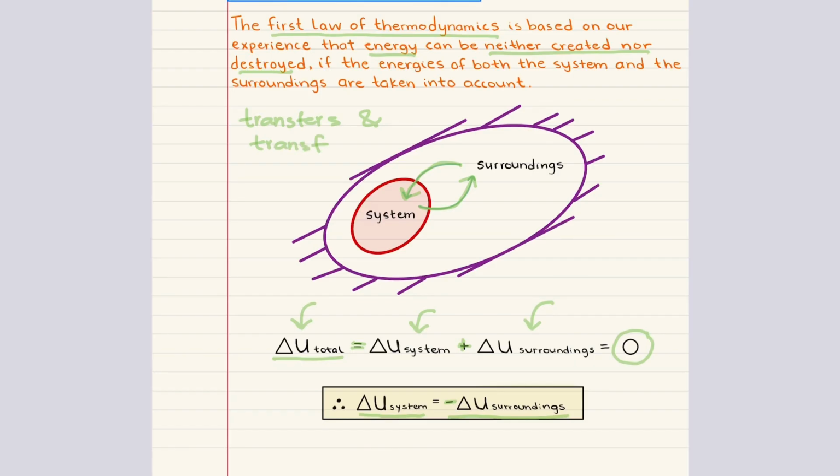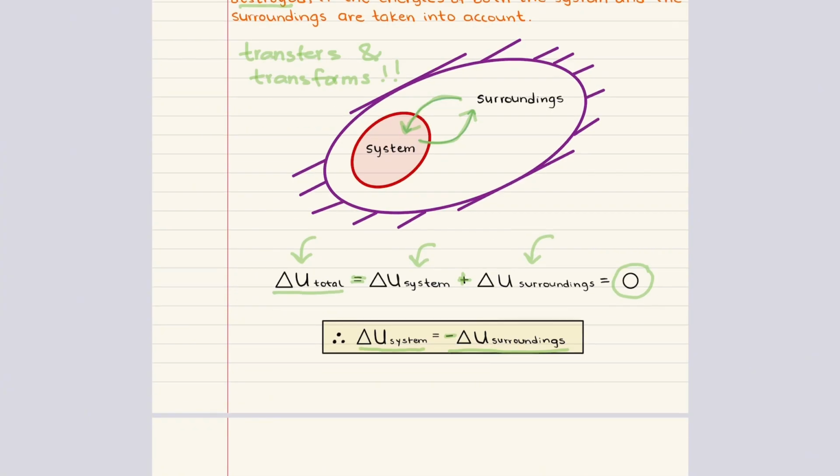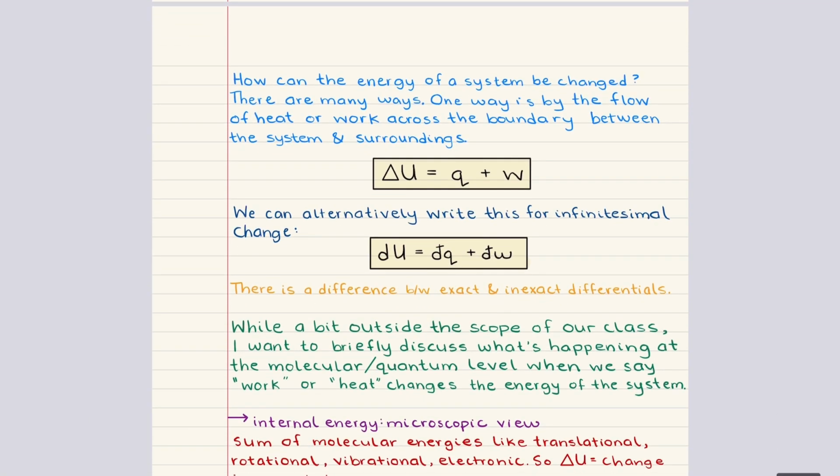It only transfers back and forth across the boundary. Now, how can the energy of a system actually be changed? For a closed system, there are only two possible ways: through heat or through work. So in words, the change in the system's internal energy equals the heat added to the system plus the work done on the system. Delta U equals Q plus W.